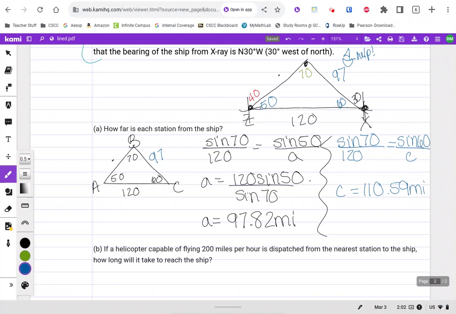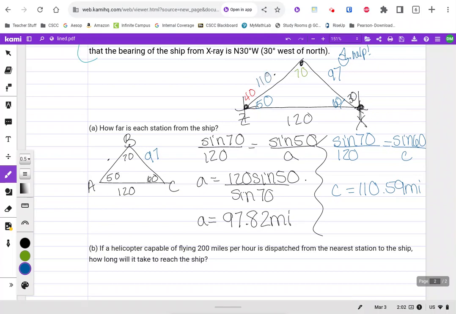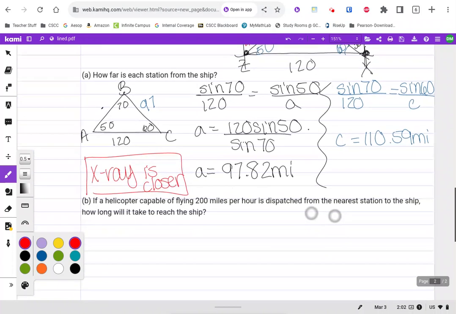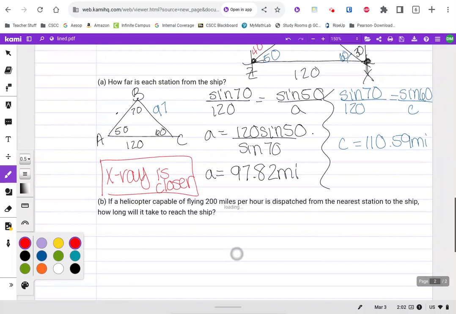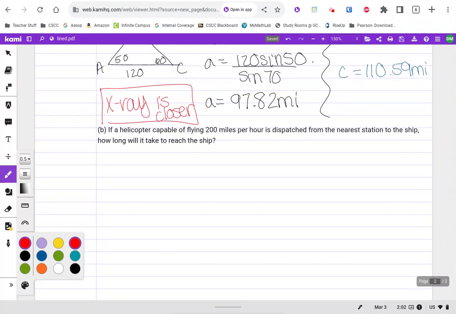All right. So who ends up being closer? Well, if angle C is over here, that means this is the 110. So it definitely seems like X-ray is closer. All right. A helicopter is capable of flying at 200 miles an hour and it is dispatched from the nearest station. So guess what? We're dispatching it from X-ray.